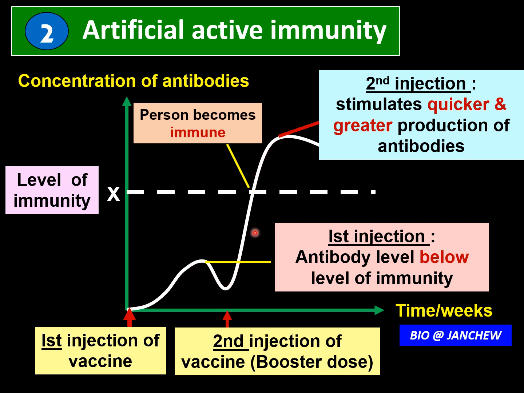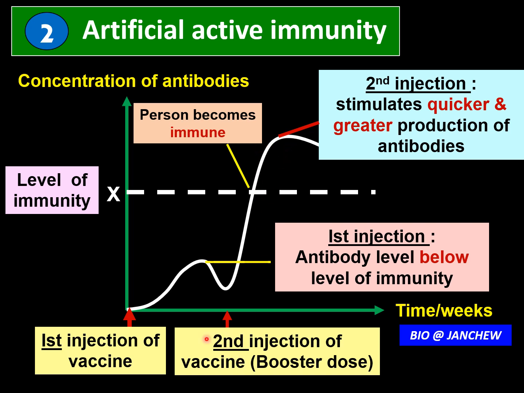All right, you can see the curve here is steeper than the curve for the first injection. This shows that the production of antibodies after the second injection is faster, and also more antibodies are produced. And the concentration of antibodies has exceeded the level of immunity, so the person has become immune at this point here, and is able to defend himself against any attack by the pathogens in future. Okay, so the graph for artificially acquired active immunity is like two mountains, a lower one with a lower peak and a higher mountain with a higher peak.